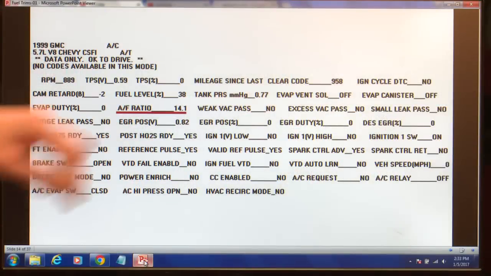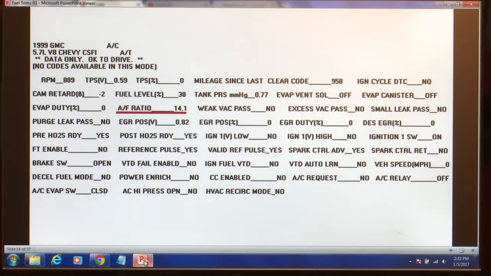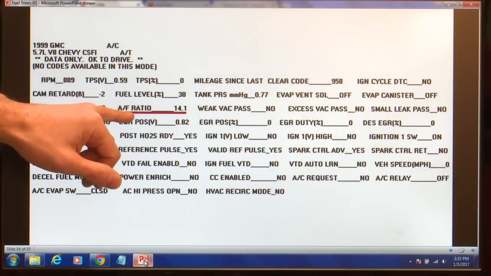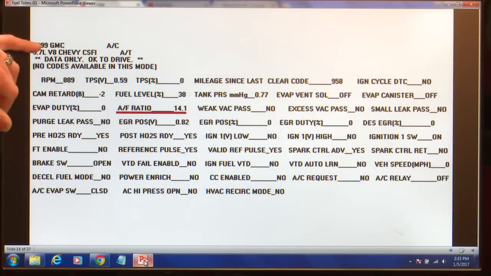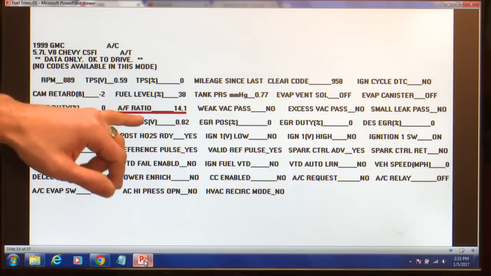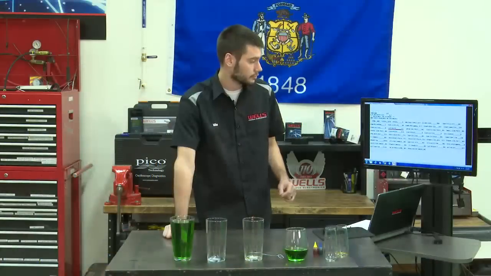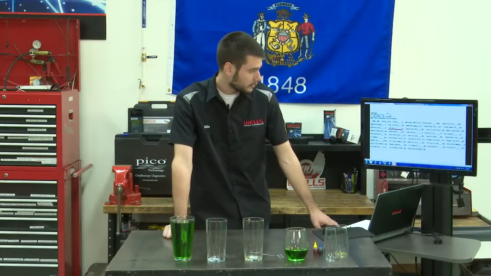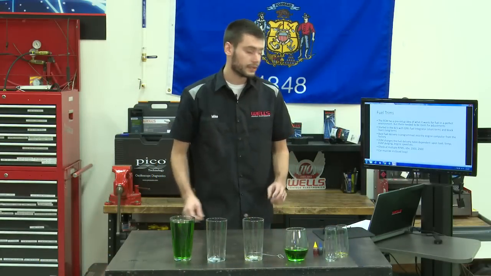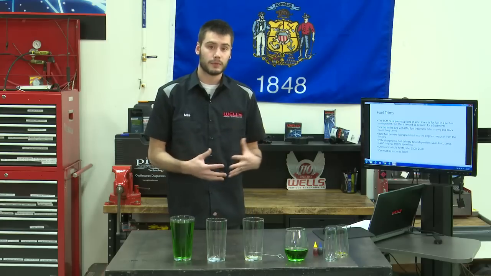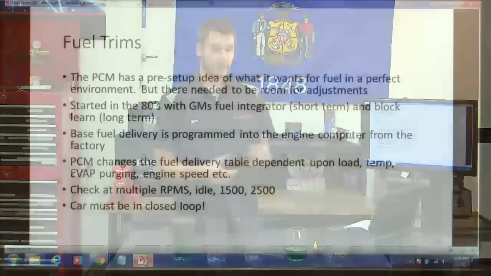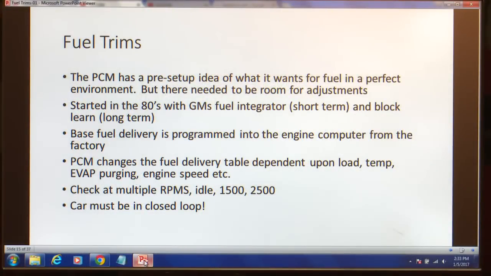This is just a screen grab where we're looking at the computer-recorded air-fuel ratio for a 99 GMC 5.7 liter V8. We're reading 14.1. We're under stoichiometric, so we are running just a little bit rich on this motor. Now we can talk about fuel trims and how the computer is adjusting everything, since we have a base knowledge of what we're doing.